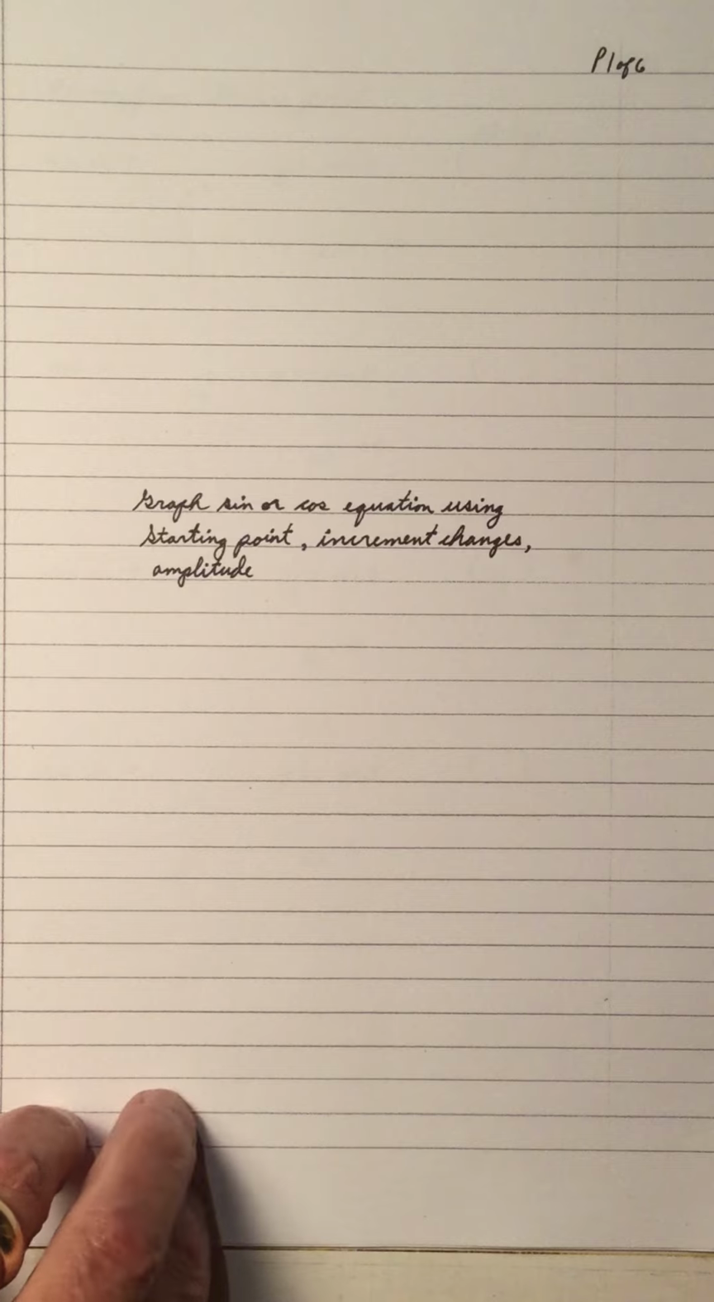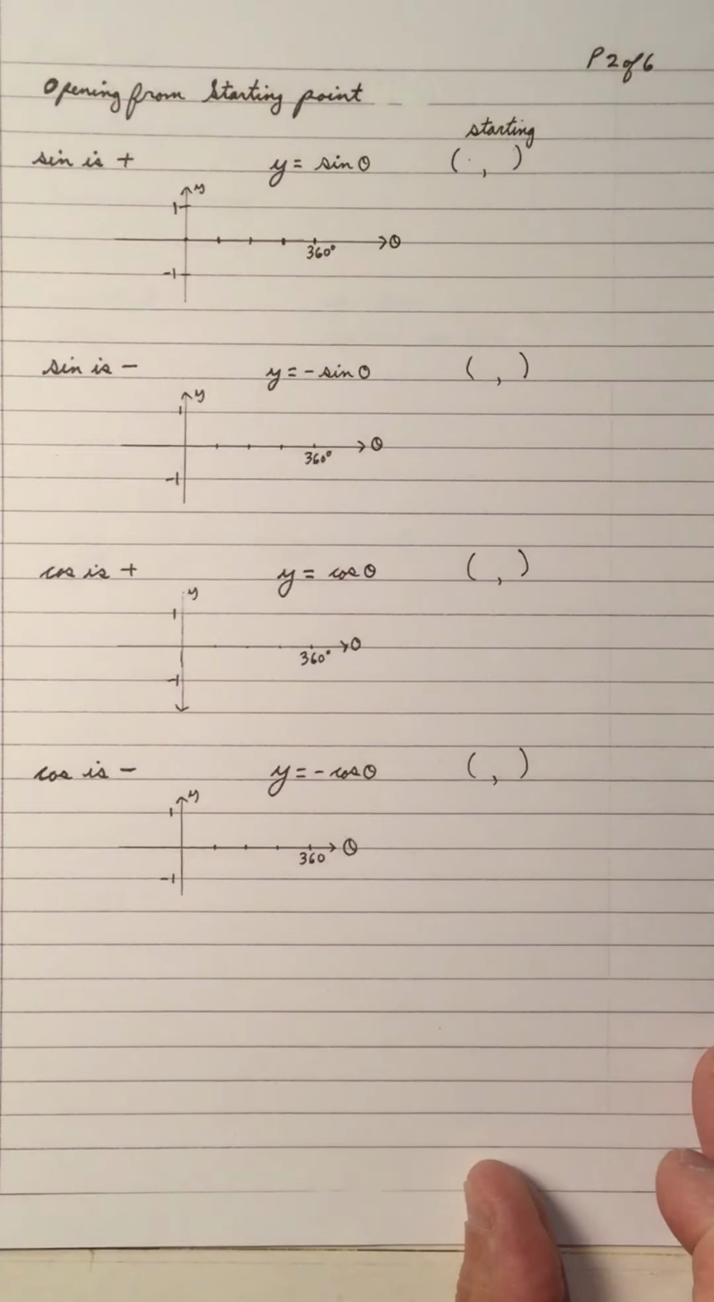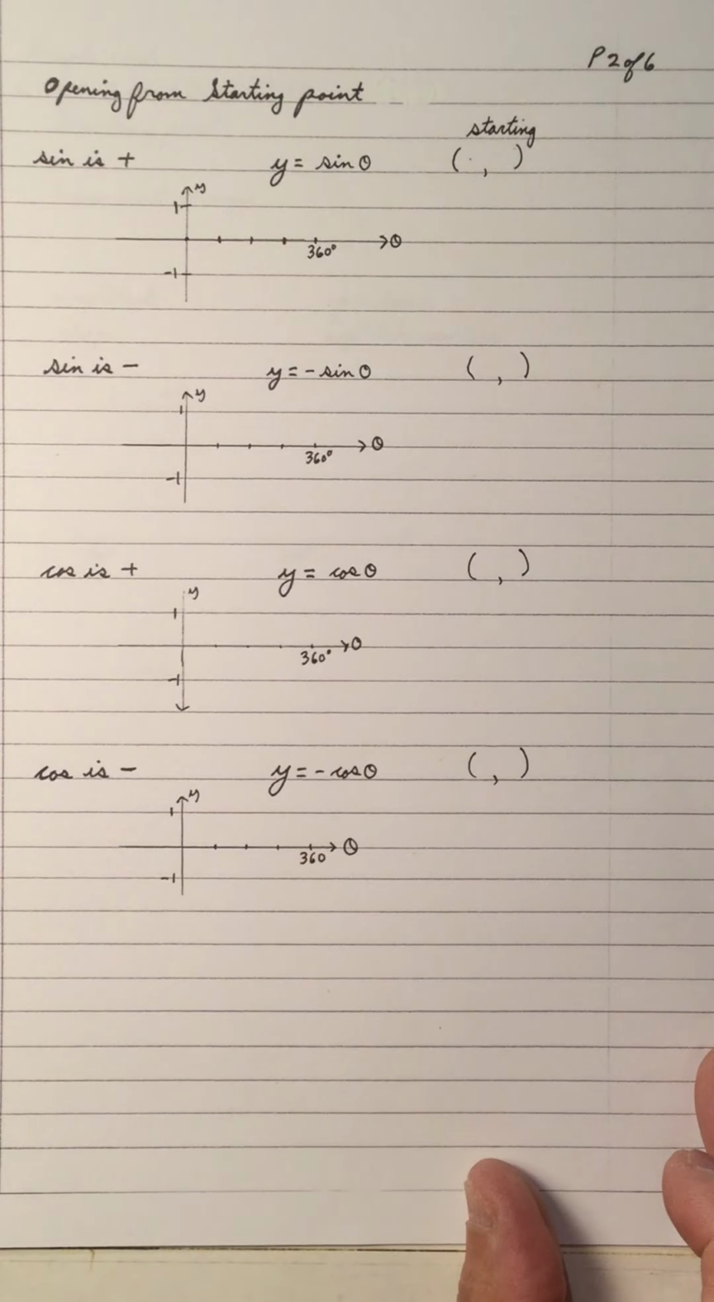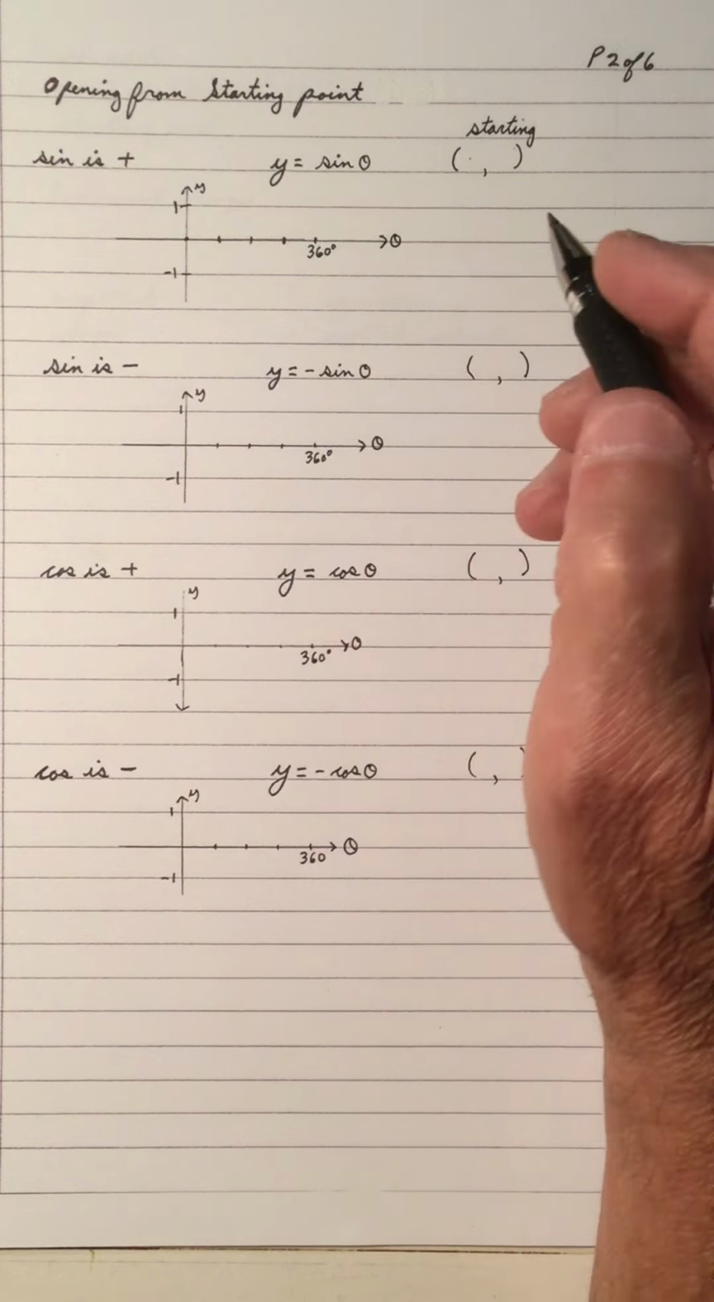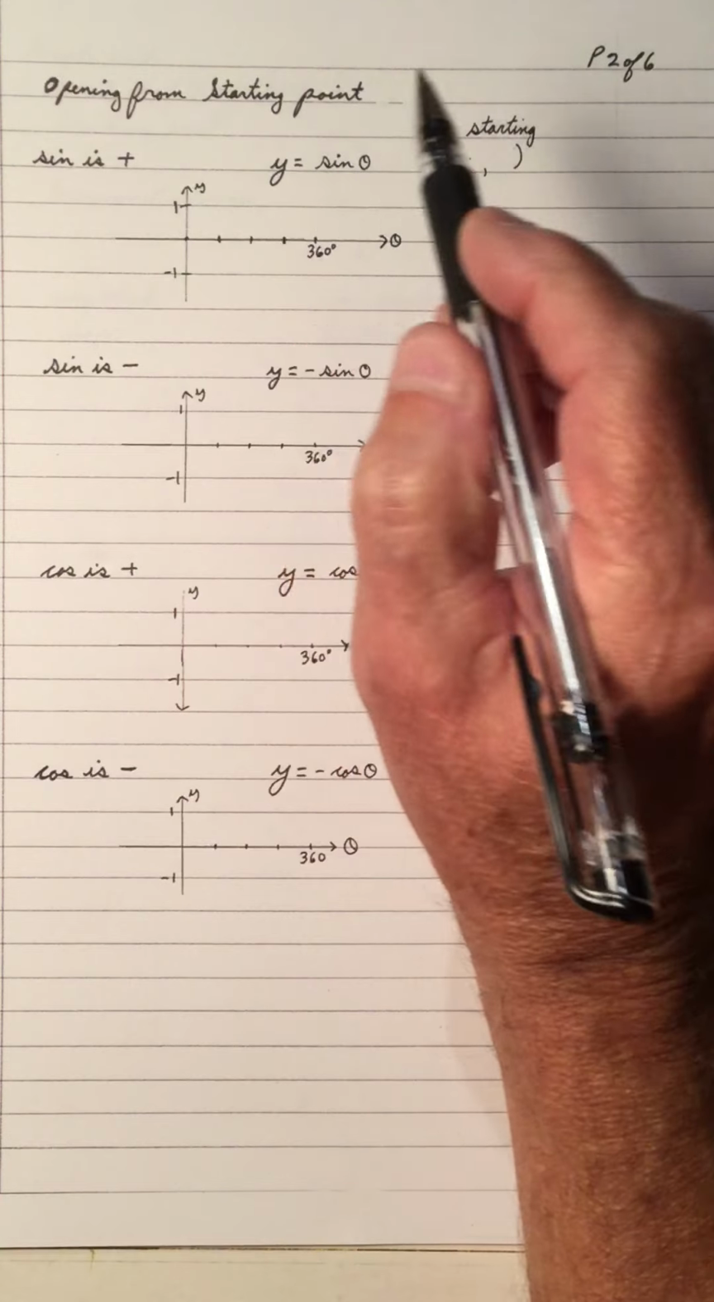Hi, welcome to my video on graphing sine and cos equations using the starting point, increment changes, and amplitude. We've graphed the sine and cos function with the mapping rule. Now we're going to take graphing it from the point of view of the starting point, increment changes, and asymptotes. Starting with the starting point.